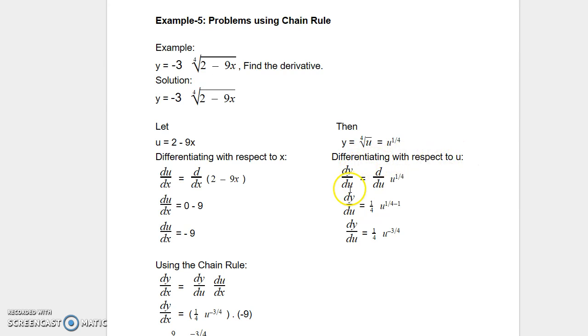dy by du is equal to d by du of u to the power of 1 over 4. We can use the power rule here. When we use the power rule and simplify, we can write 1 over 4 times u to the power of 1 over 4 minus 1. When we simplify it, it's going to be 1 over 4 u to the power of minus 3 over 4. 1/4 minus 1 is minus 3/4.